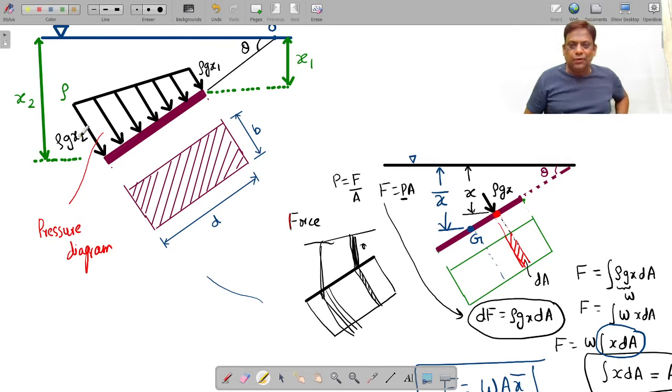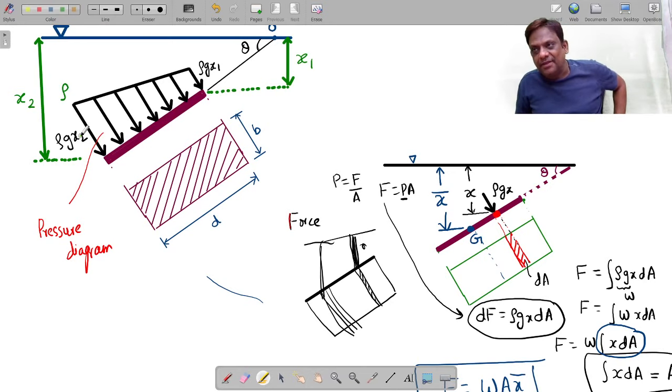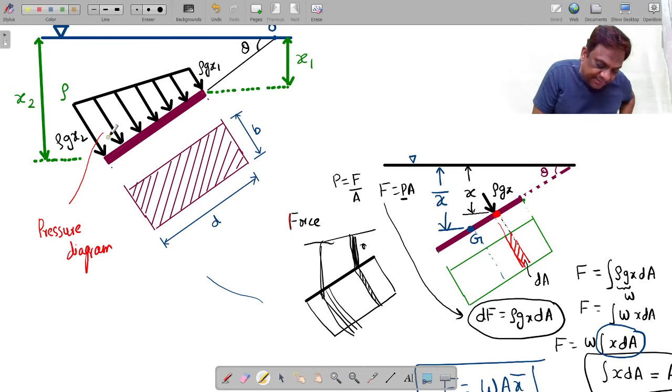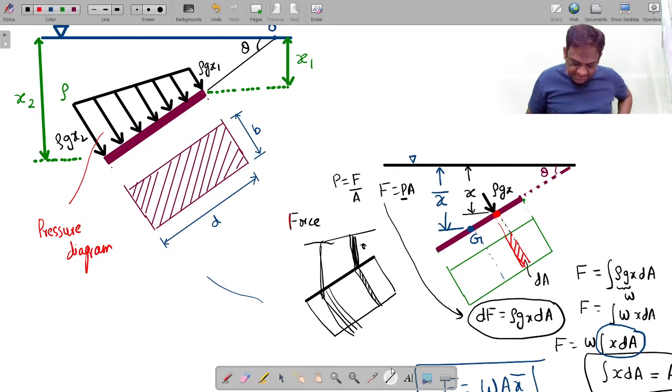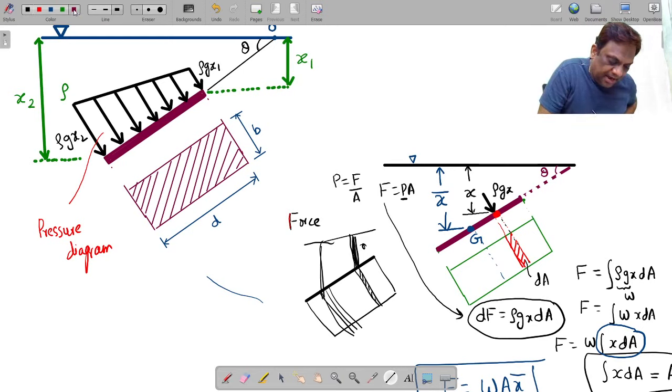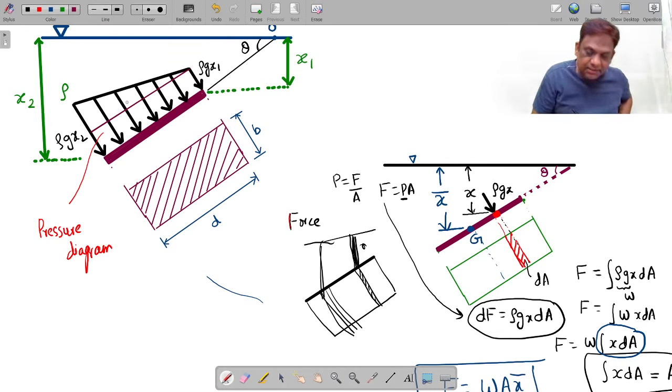Is the pressure constant throughout? No. And you know it is increasing with depth. With depth it is increasing. If you understand clearly, this force is coming due to pressure, but pressure is increasing with depth. So where will that resultant force be?